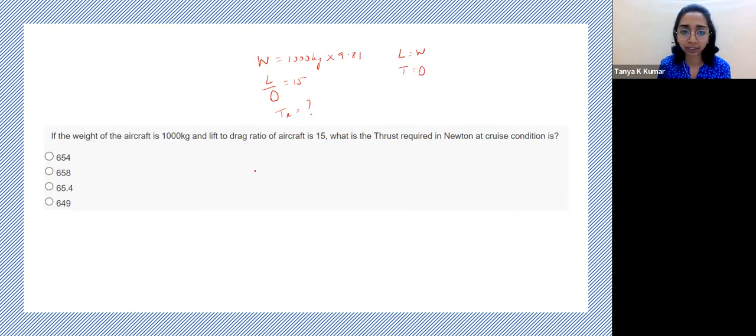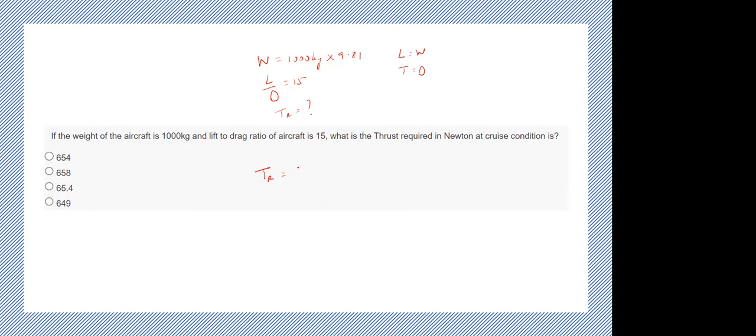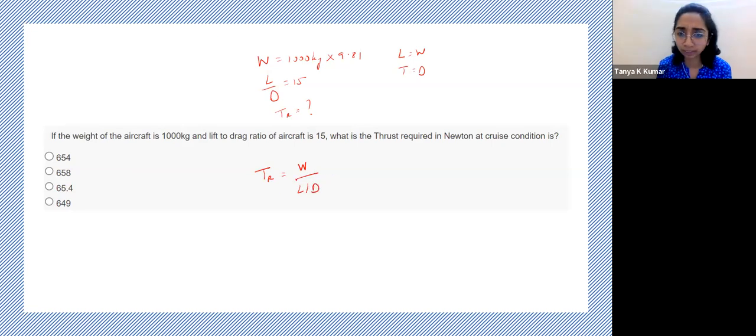Now in the first slide, we've seen the equation for thrust required. Can someone recall it? Thrust required is? Ma'am, W upon L by D. Correct, correct. If at any point you forget this, we have done the derivation. It's fairly simple. I'll just do it again.